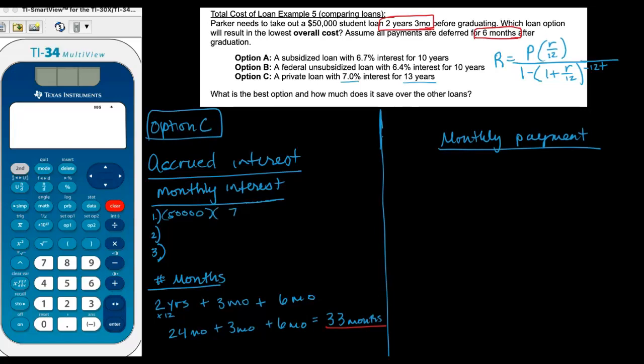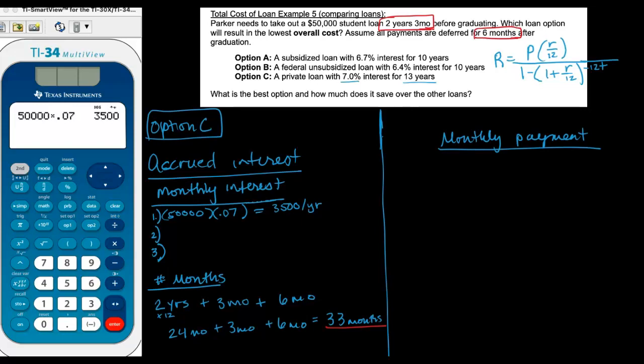So 7, moving the decimal 2 spots to the left, so we're dividing by 100, so times 0.07. So we're going to take $50,000 and multiply it by 0.07, and we end up getting $3,500. So that's the amount per year that accumulates while Parker is in school in interest.